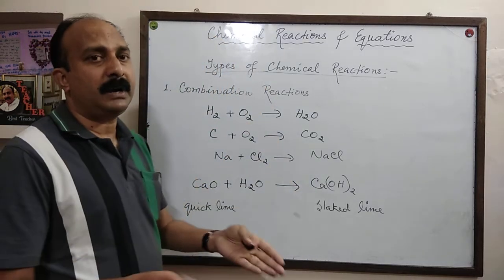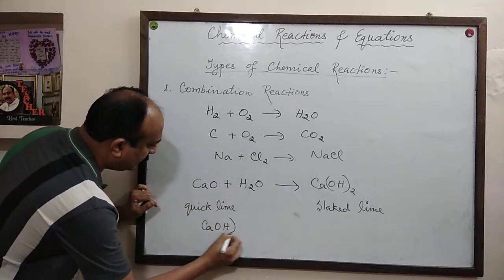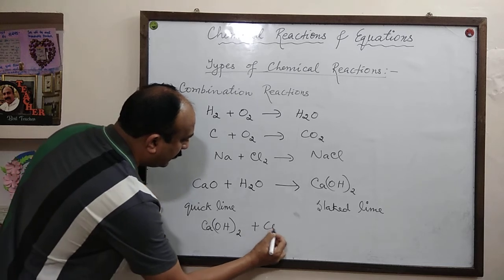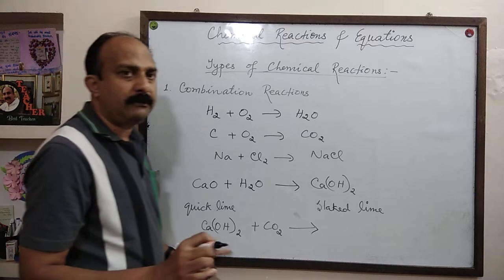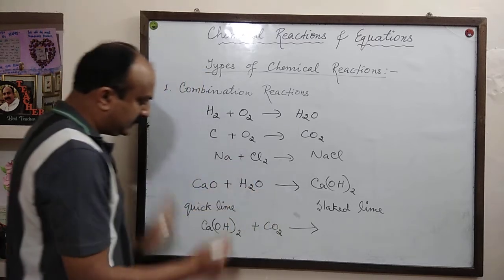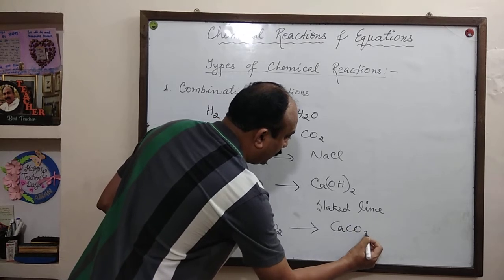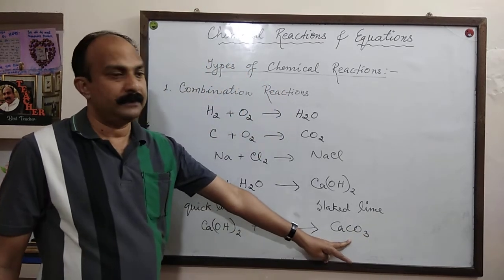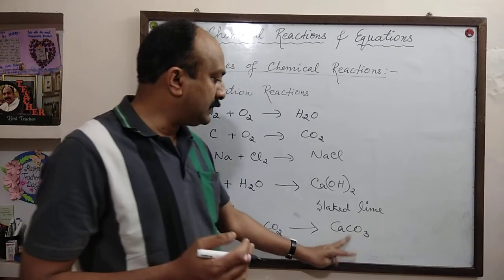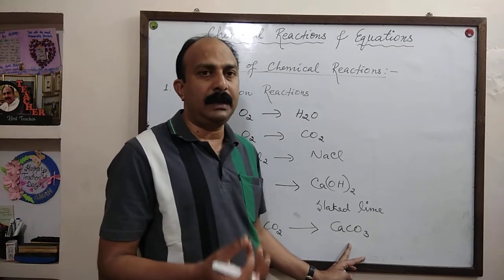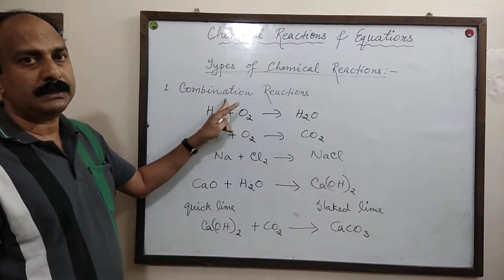CO2, carbon dioxide, is passed through lime water. Lime water is Ca(OH)2. Carbon dioxide is passed through it. Then that clear lime water will become milky. Reason: this lime water, that is slaked lime, is converted into CaCO3, calcium carbonate. Actually this calcium carbonate is a white precipitate. Due to the formation of this white precipitate of calcium carbonate, the lime water turns milky. This is also an example of combination reaction.